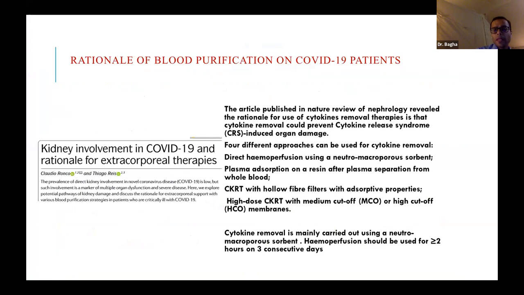So blood purification can use four different approaches for cytokine removal. We can use direct hemoperfusion using a neutral macropore sorbent, or we can use plasma adsorption on a resin after plasma separation from whole blood, like in plasma exchange. Or we can use CRRT with hollow fiber filters with adsorptive properties, or a high-dose CRRT with a medium cutoff or high cutoff membrane. Now, cytokine removal is mainly carried out using a neutral macropore sorbent. Very important is that the hemoperfusion should be used for more than 2 hours on 3 consecutive days, and this is the time that it's going to be effective.